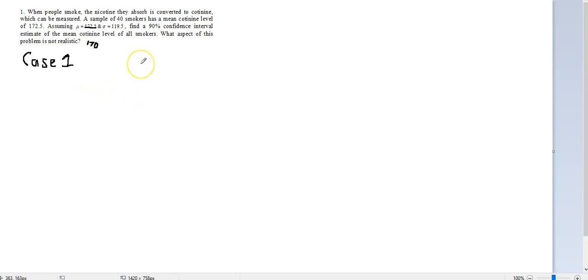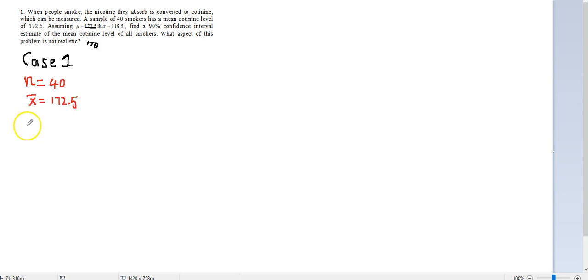The first one is going to be the n. So n is equal to how many people? We measured the 40 smokers, right? So that will be 40. Then we have x bar. From the sample of 40 smokers, we found that it is 172.5.